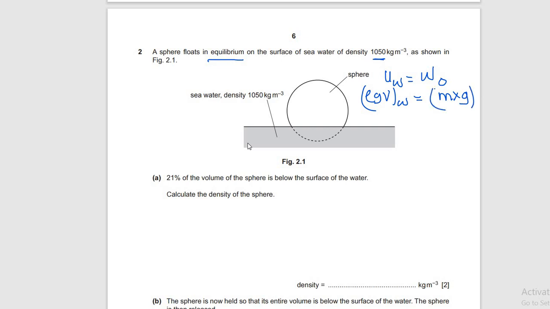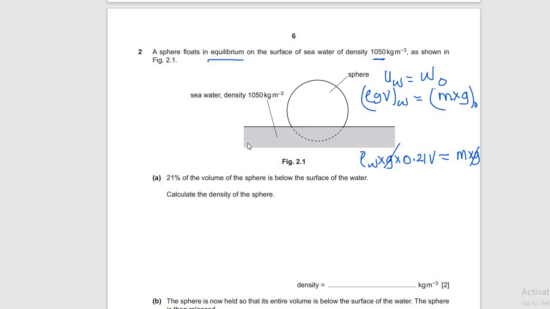So in this case, we have the density of the water multiplied by gravity, which is constant. The volume in this case is 21%, that's 0.21 of the volume, equal to mass times gravity. Gravity cancels gravity.